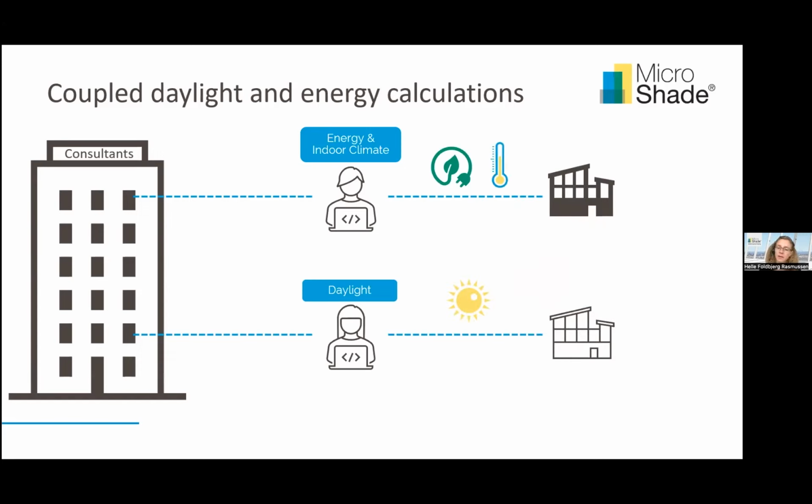This is not always the case in the building industry. Usually, engineers from multiple departments perform daylight and energy calculations on the same project. However, they use different calculation programs, different models, and often the assumptions are not aligned. This often means that the solar shading is only considered in the indoor climate simulations, but not in the daylight simulations. And 2 different buildings are designed.